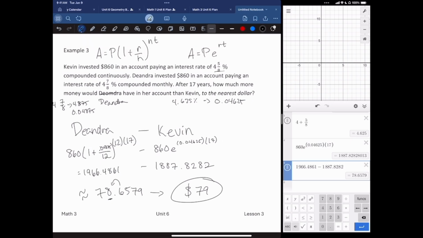So again, to recap, that was a lot. We found how much Deandra made in her account. We found out how much Kevin made in their account. We're told that Deandra made more money in the account than Kevin after 17 years. So we subtracted them. So Deandra, after 17 years, would have $79 more than Kevin based on this situation.